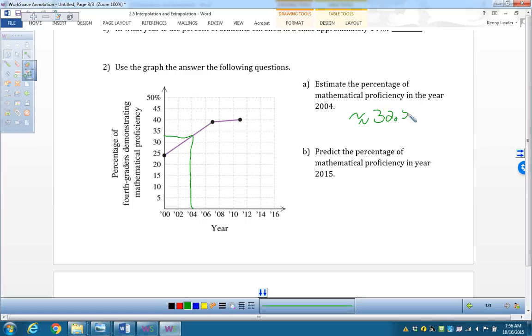Then it says predict the percentage of mathematical proficiency in the year 2015. Piece of cake. Now we're extrapolating. Where do you think it'd be? About here? Maybe slightly higher, 41 or something like that. So maybe about 40. Easy enough?